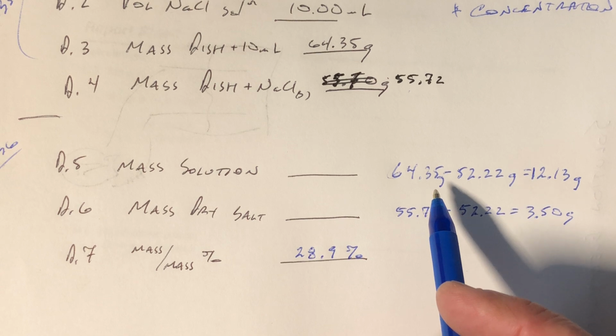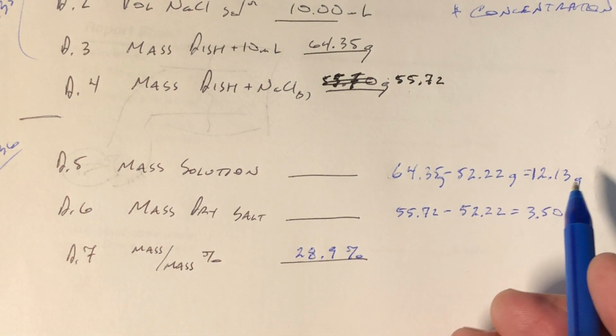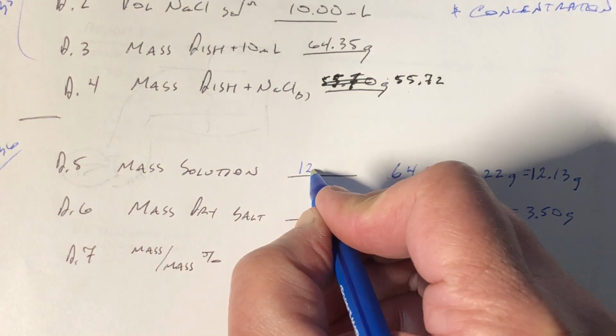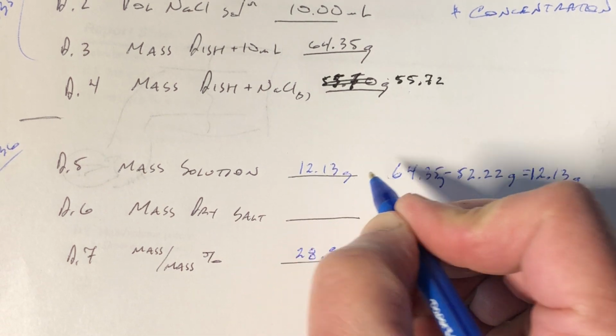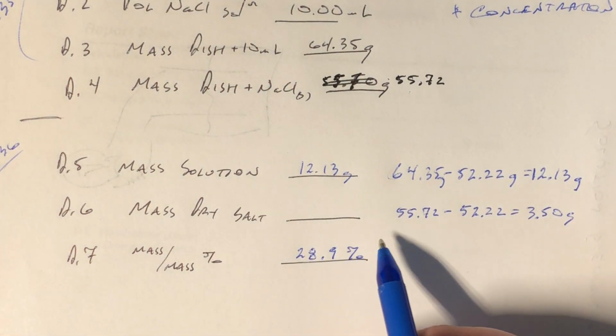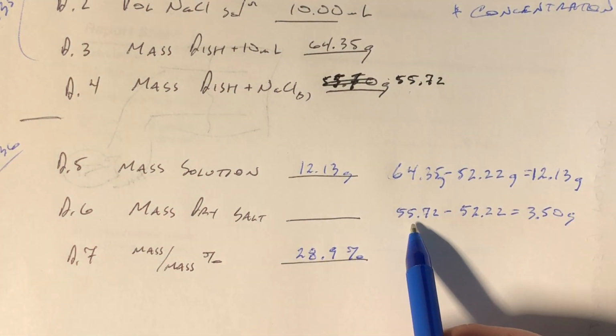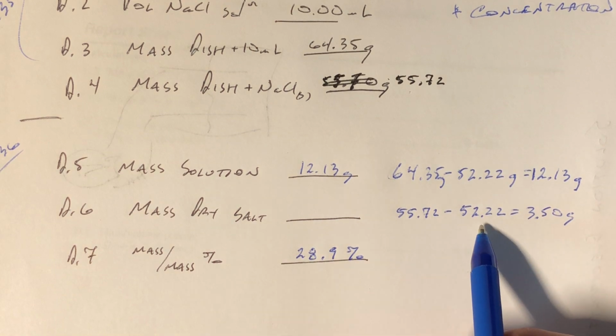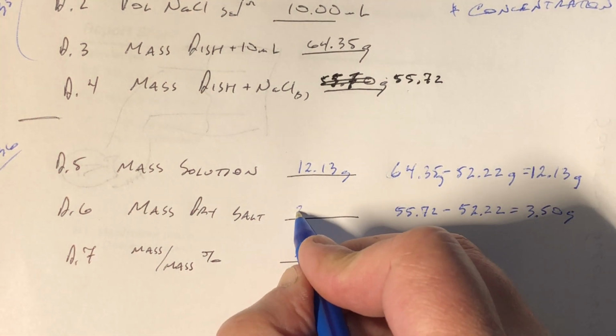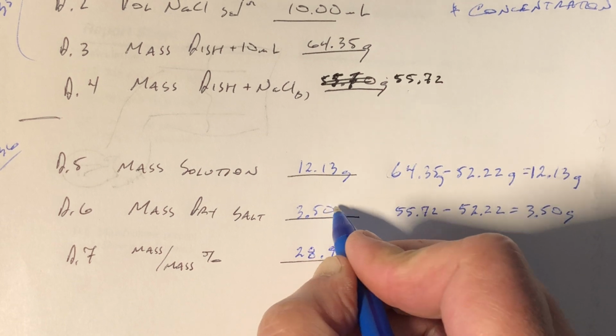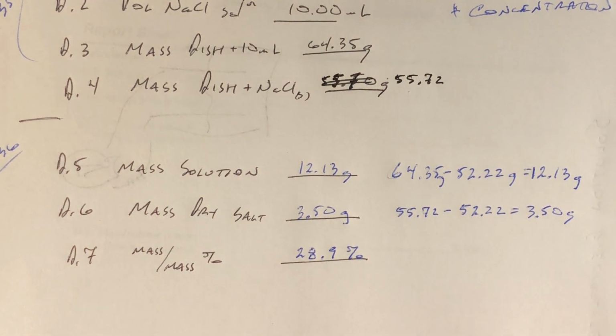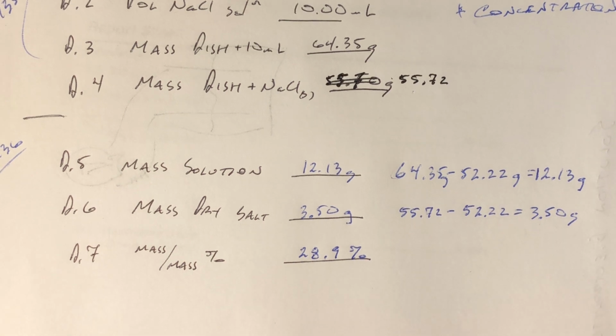Okay, the mass of the solution is going to be taken as the difference between the dish that has the 10 mL of solution in it and the empty dish, and that subtraction gives me 12.13 grams. The mass of the dry salt is very similar. We're going to take the dish with the dry salt in it, subtract out the empty dish. I have 3.50 grams.